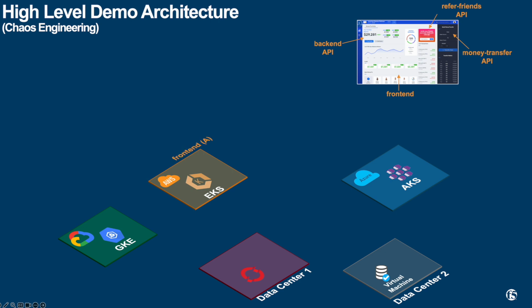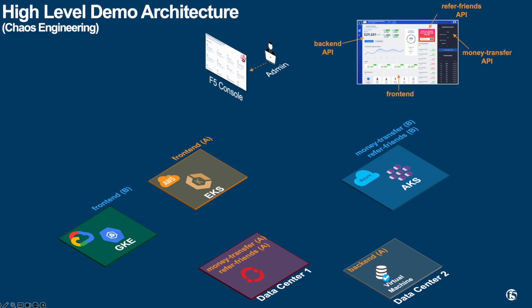Microservices like the front-end, money transfer, and refer friends functionality are deployed on different Kubernetes platforms, while backend databases are hosted on a virtual machine. Backup microservices will be deployed onto GKE and AKS via a CI/CD pipeline.